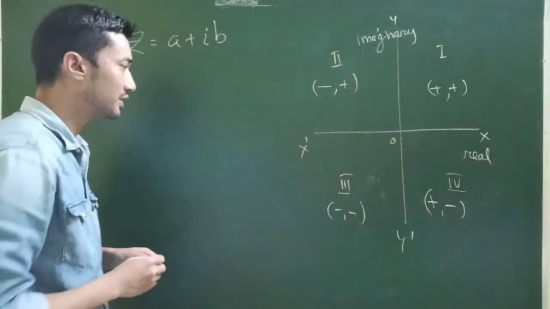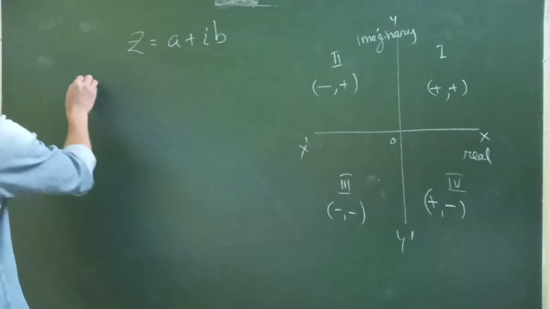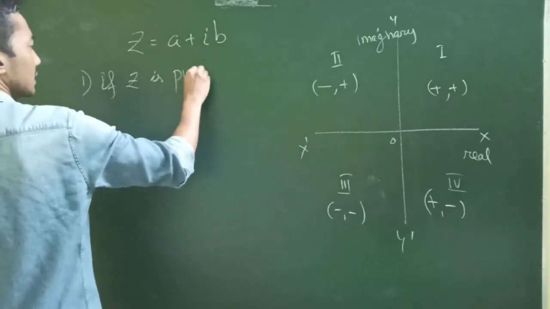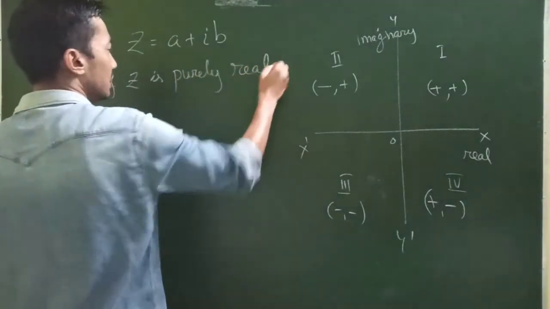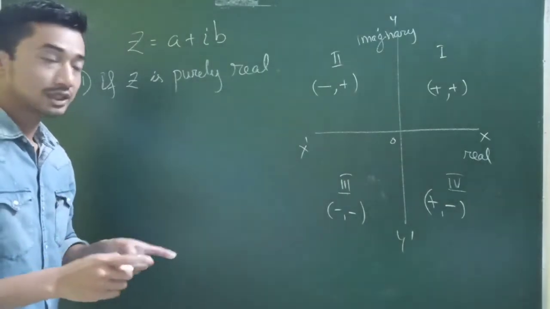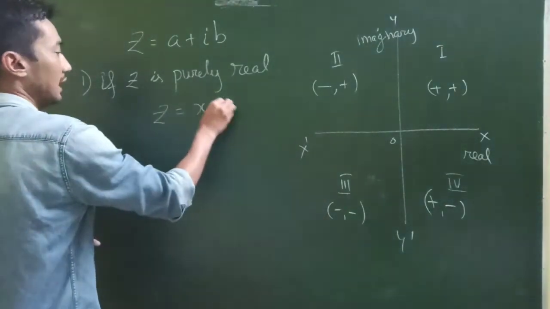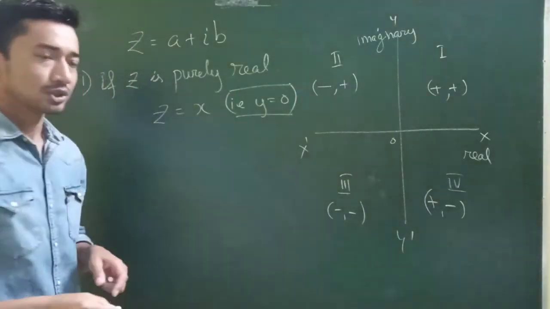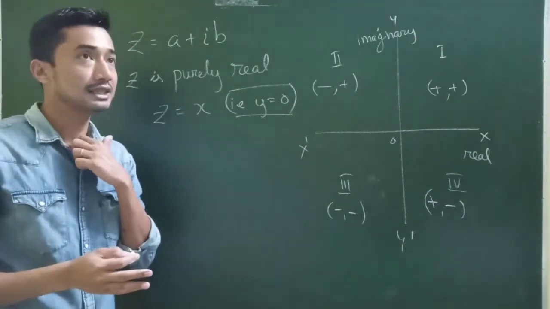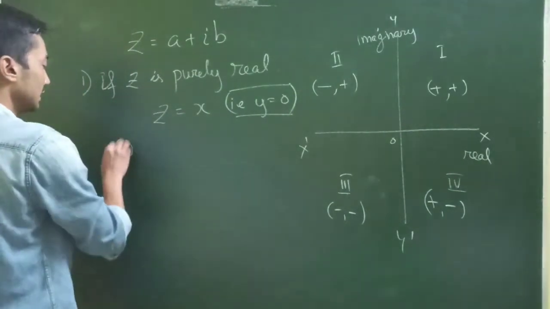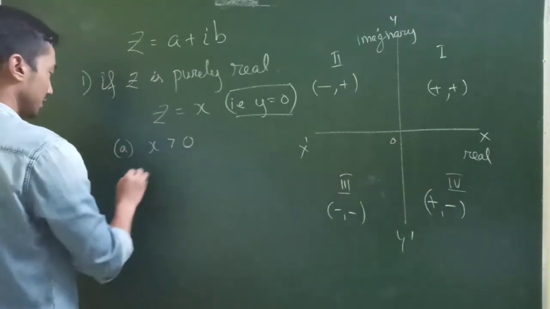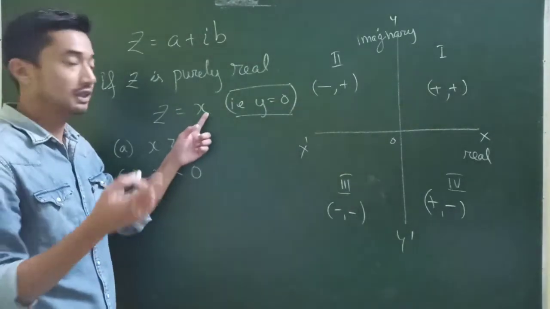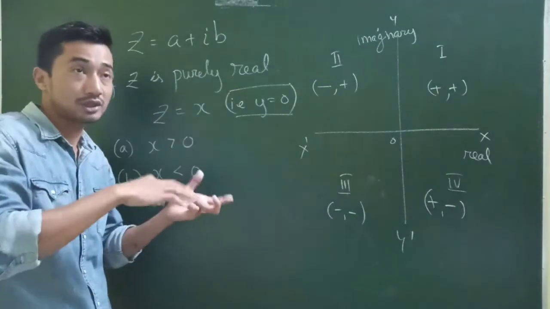Okay. Now the question is, there are three conditions. First condition is if the complex number given to us is purely real. Regarding that also we discussed, if it is purely real, then z will be only x, that is y is 0. So if z is purely real, that is x, there can be two possible values: the value of x can be greater than 0 or the value of x can be less than 0. That means it can be plus 5 or minus 5. It can be plus 10 or minus 11. It can be positive or negative.